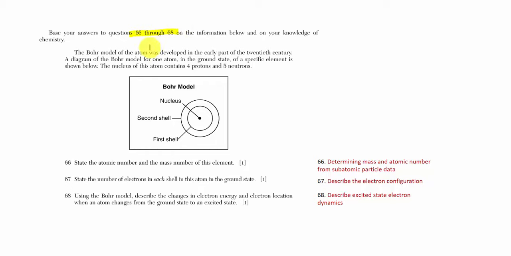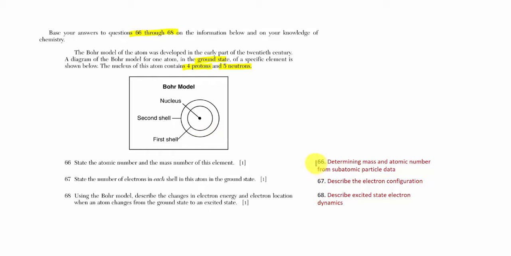For questions 66 to 68, we're using the following narrative and diagram. The Bohr model of the atom was developed in the early part of the 20th century. A diagram of the Bohr model of one atom in the ground state, very important, for a specific element is shown below. The nucleus of this atom contains 4 protons, 5 neutrons, and here is your sketch.